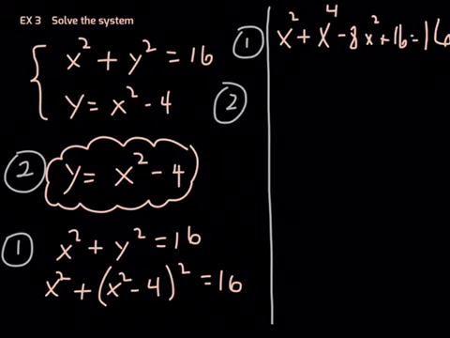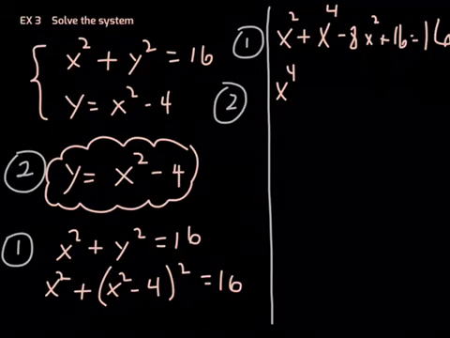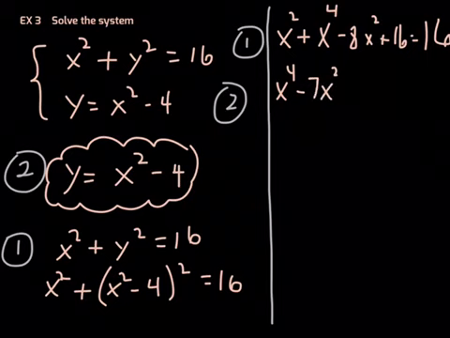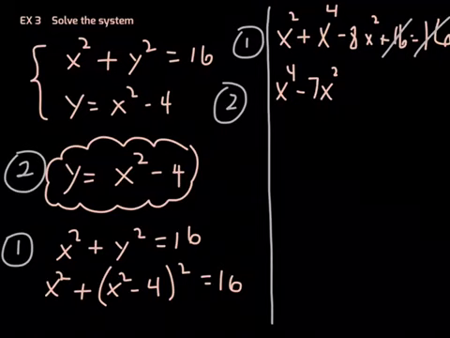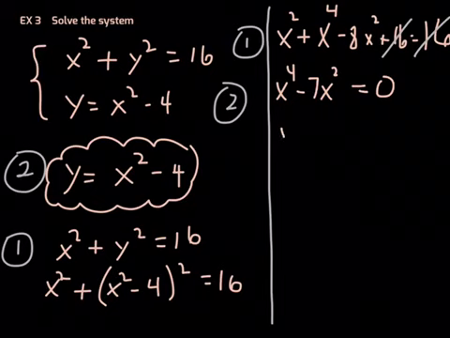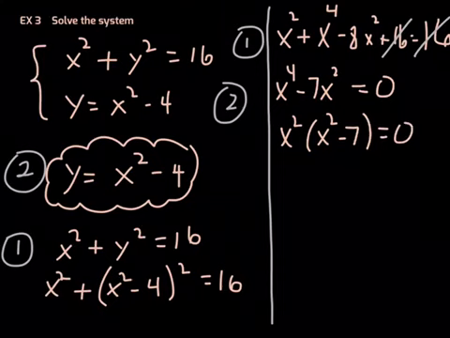Cool. Let's combine like terms. On the left you have x to the 4th, and then x squared minus 8x squared gives you negative 7x squared. And then, watch this, this 16 and this 16 cancel. And so now your equation is set equal to 0. Cool? Factor out an x squared, leaving you with x squared times x squared minus 7 is equal to 0. Set each factor equal to 0 and solve.